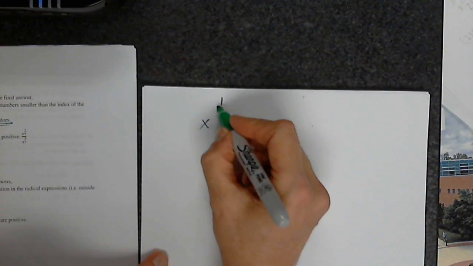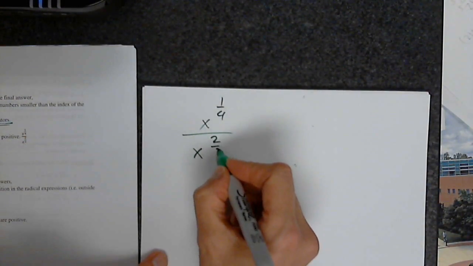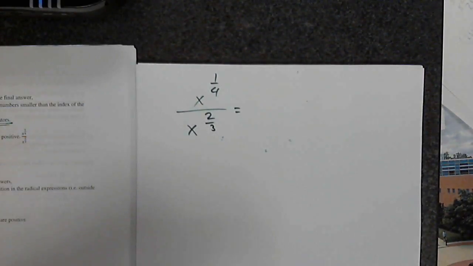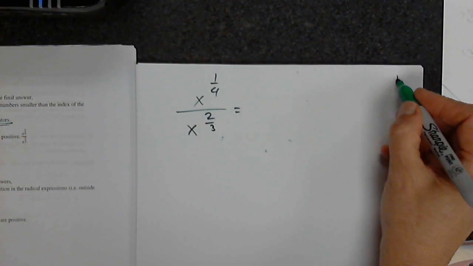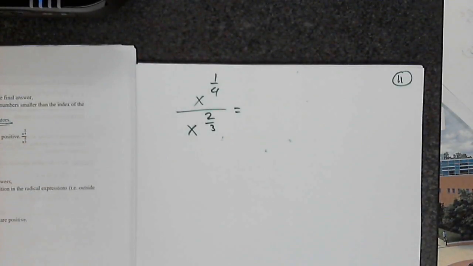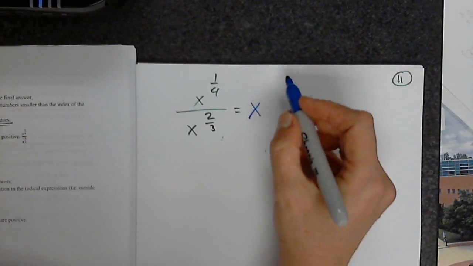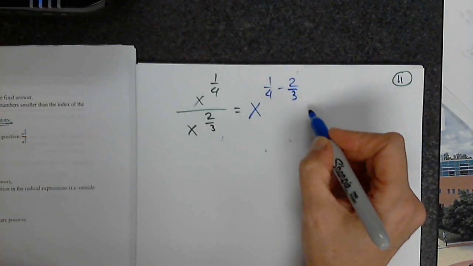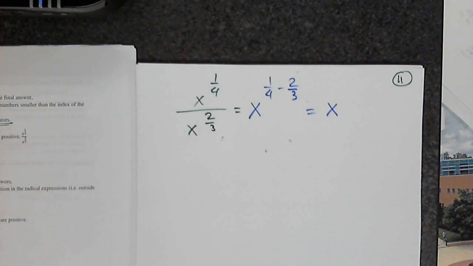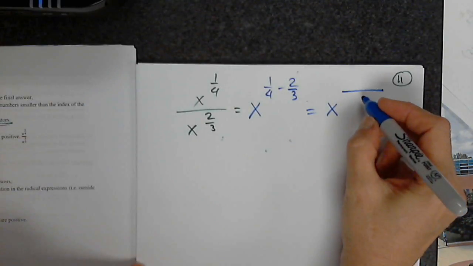So we have x to 1/4 divided by x to 2/3. How will I simplify this? Copy the base, and what happens with the exponents? Yes, 1/4 minus 2/3. Excellent. Now, did you do this problem before? I don't remember. What am I trying to do next? Right, which is? Very good.